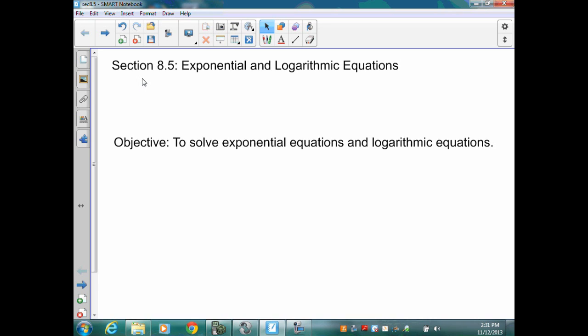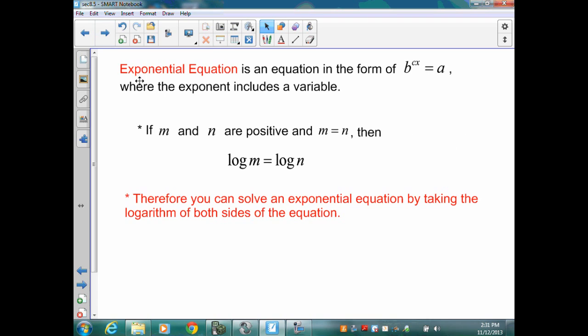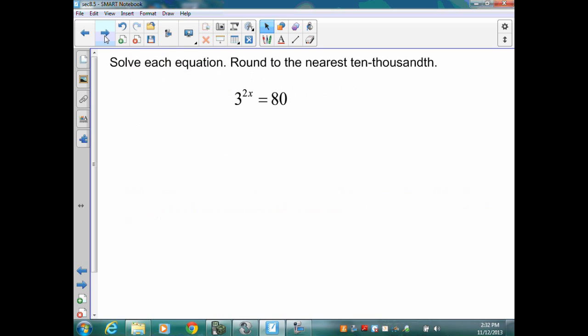Section 8.5, Exponential and Logarithmic Equations. An exponential equation is an equation in the form of b to the cx equals a, where the exponent includes a variable. If m and n are positive and m equals n, then we know that the common log of m equals the common log of n. In other words, you can solve an exponential equation by taking the logarithm of both sides of that equation. Let's take a look at some examples.